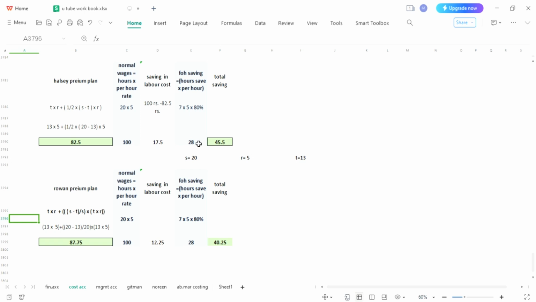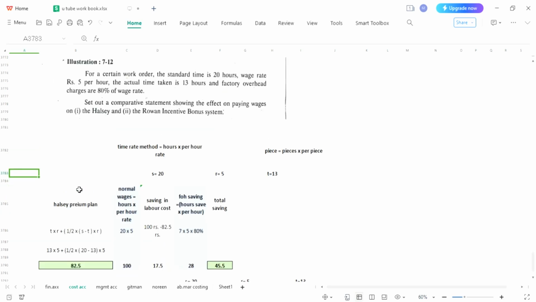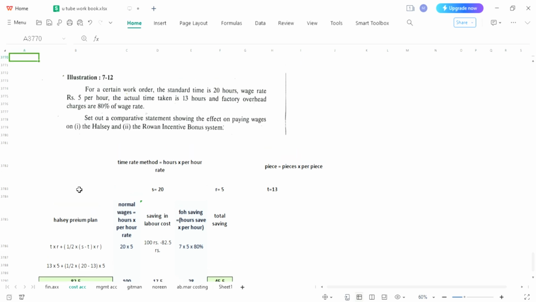I'm just repeating it for your understanding how we have calculated the FH saving, because 7 hours were saved with which your power, gas, coal tar, supervision, depreciation was saved. How much? 28. So 17.5 you haven't paid to your workers and 28 has been saved through FH, total saving 45.5. Through Rowan you have saved 40.25. This is the whole question in front of you, and I'm very sure that you have enjoyed this question like I have enjoyed. And secondly, your skill and understanding of labor costing should have improved.